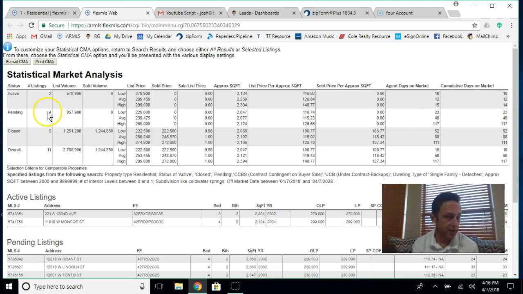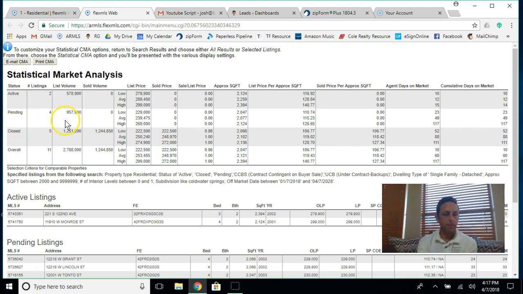So pending, same thing. All 4 homes added up equals that. Average of all 4 equals $239,475. Average square feet of those 4 is 2,077. Average price per square foot of those is $115.23. Average agent days on market once they go under contract, 49 days.